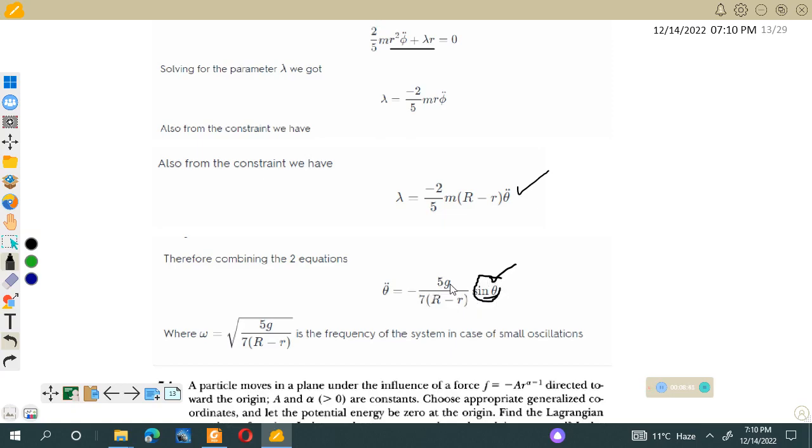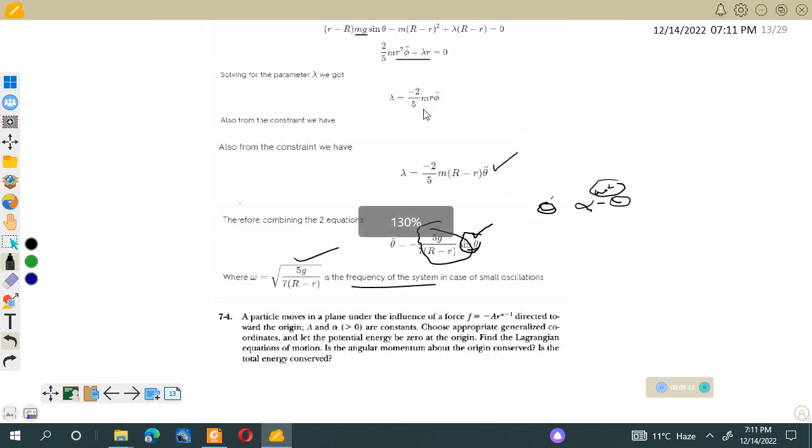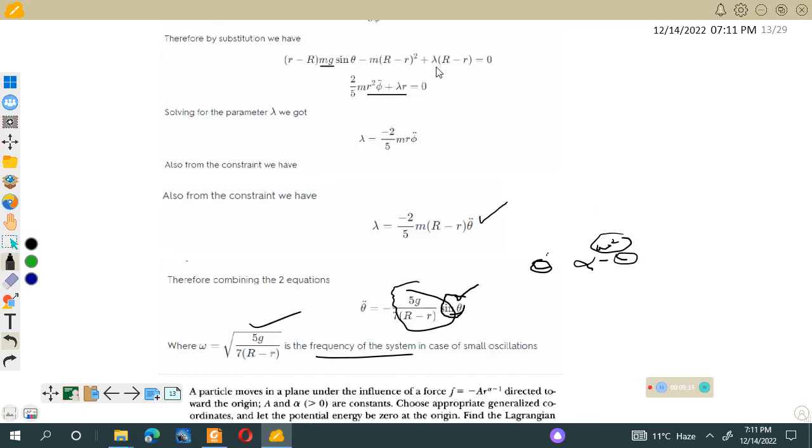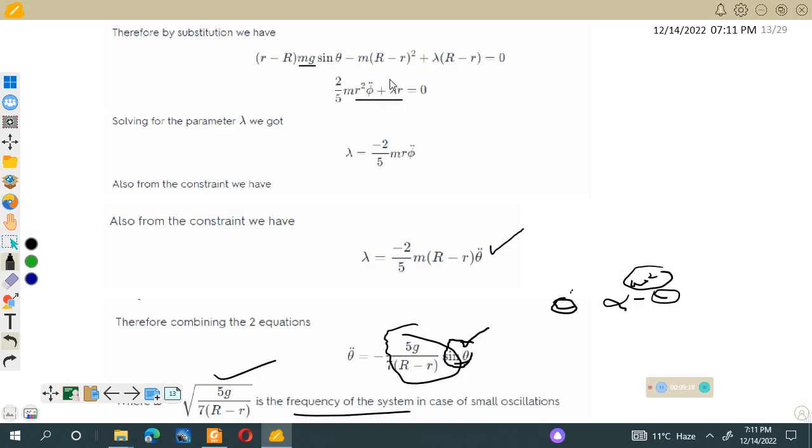So we will have simple harmonic motion, meaning that theta double dot is proportional to theta, and this minus sign means this is simple harmonic motion, and the other constant will be omega square. So this is omega square. Omega square is equal to 5g over 7 into (R minus r), and omega will be equal to its square root. So this is the frequency of the system in the case of small oscillations. The only difficult thing is the Lagrangian. If you find the Lagrangian, there is nothing difficult with it.